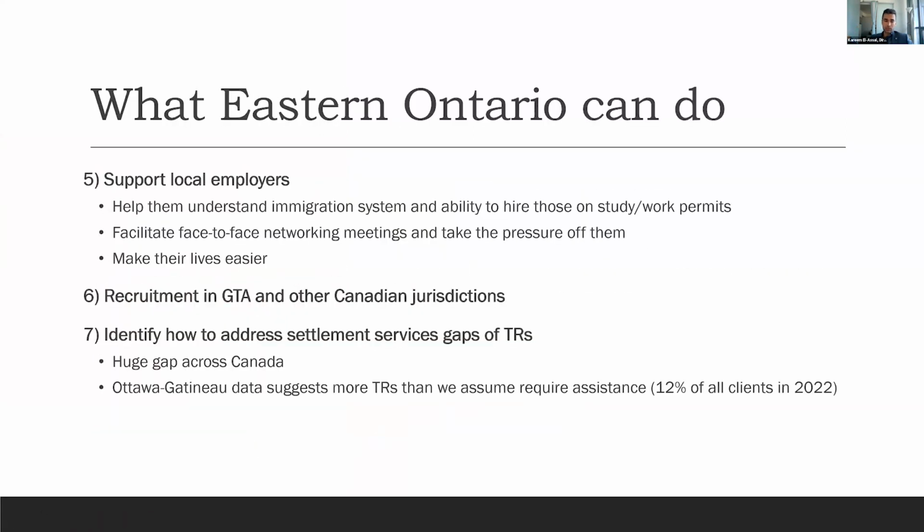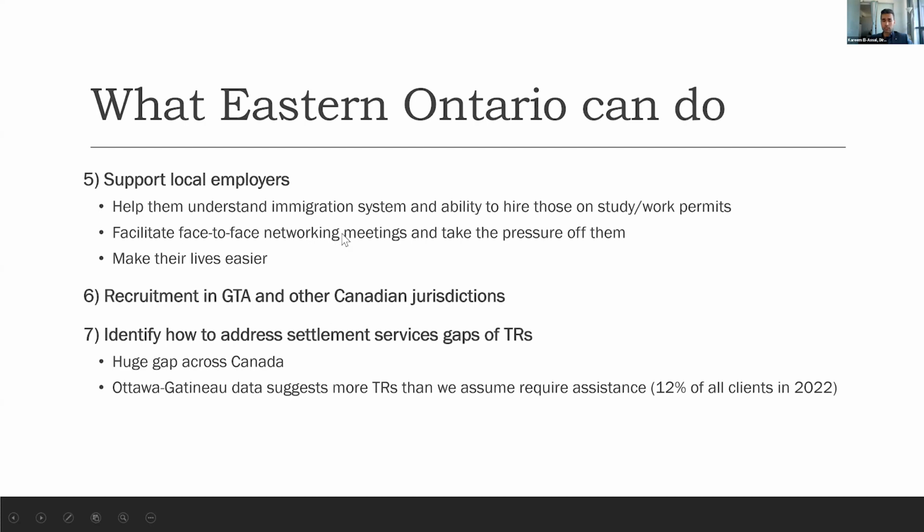Recruitment efforts in the GTA and other parts of Canada can also support immigrant attraction and retention in the region. So, poaching newcomers from other parts of the country. A lot of times, international students and foreign workers to a lesser extent are looking for opportunities in other parts of the country. And so given that they're already here, it's lower hanging fruit to connect with them and to offer them job opportunities, as well as the quality of life benefits available to them in communities such as those in Eastern Ontario.